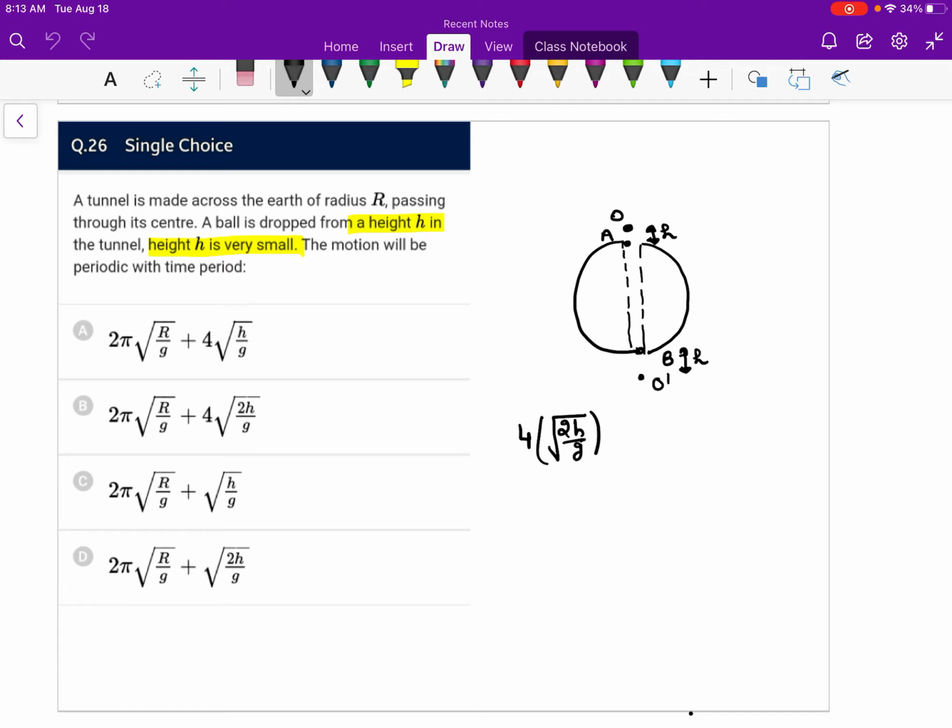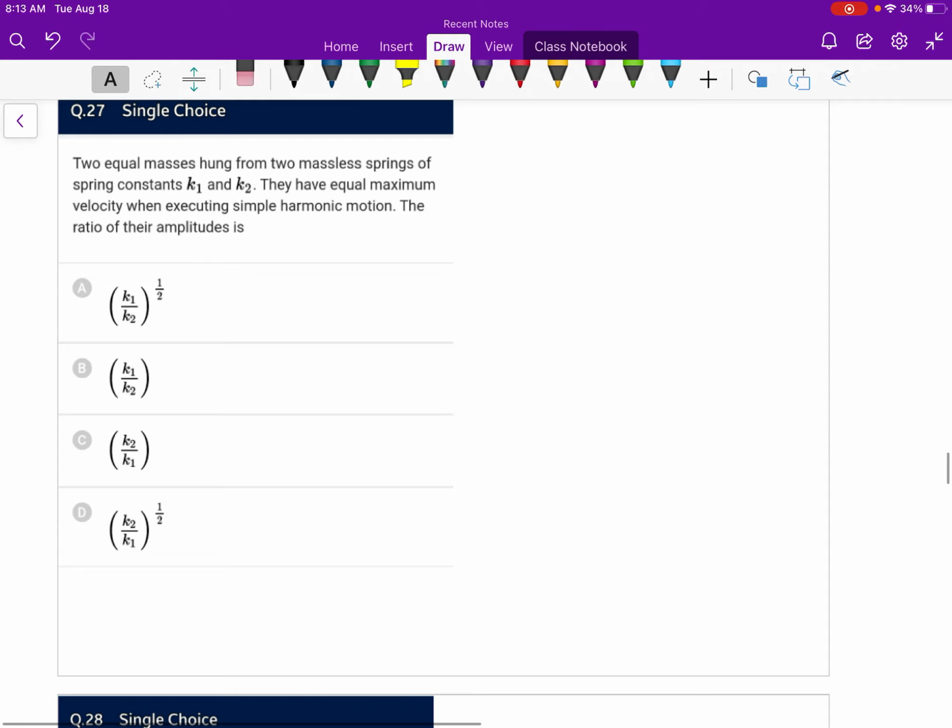So 4 times root 2h by g, and the time period of the motion within the tunnel, which is simple harmonic, which we know is 2 pi under root R by g. So this is the total time: 2 pi under root R by g plus 4 root 2h by g. So B is the correct option.